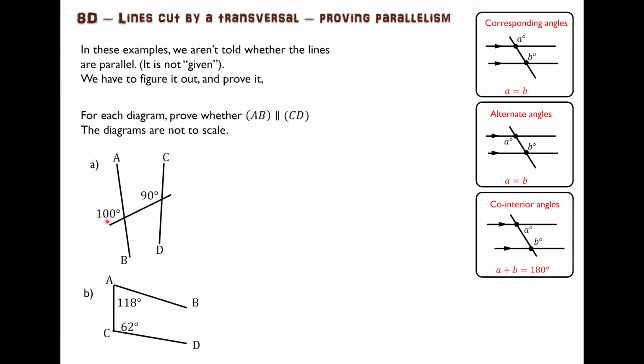We do have a transversal and we do have two straight lines, but we are not told whether the lines are parallel. It's not given that the lines are parallel or not. And the diagrams aren't to scale, so you can't even look at it and think, oh, these don't look parallel, I guess they're not. Our job is to figure out whether they're parallel and to prove it, to make a solid argument that someone else can follow of whether they are parallel or are not parallel.